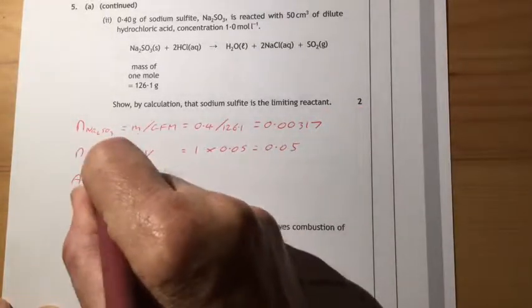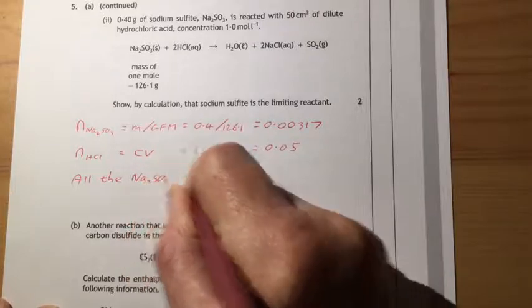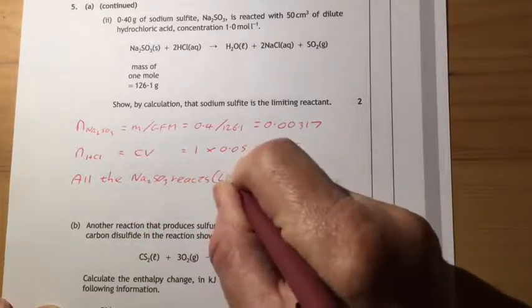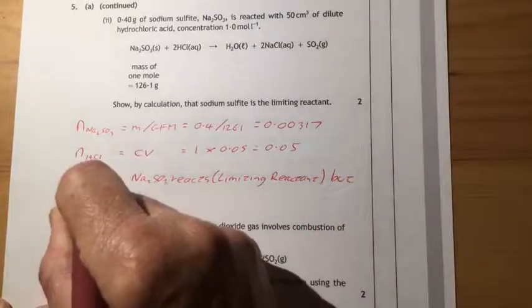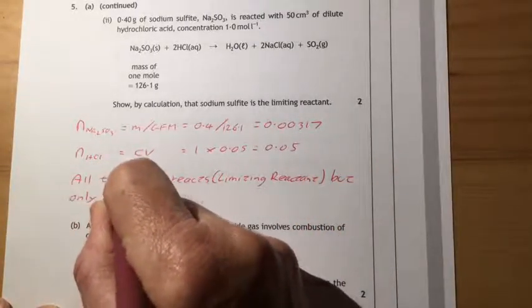Again, there is only 1 mark for the calculation. In your explanation for the second mark, you must make it clear that you are aware of the fact that the sodium sulfite and the HCl react in a 1:2 ratio.